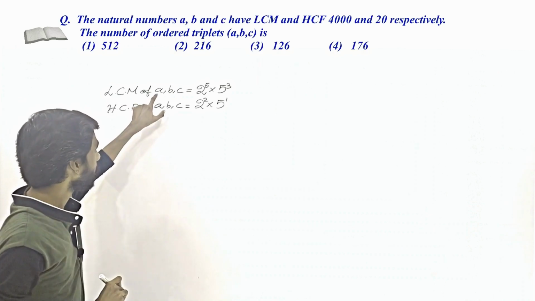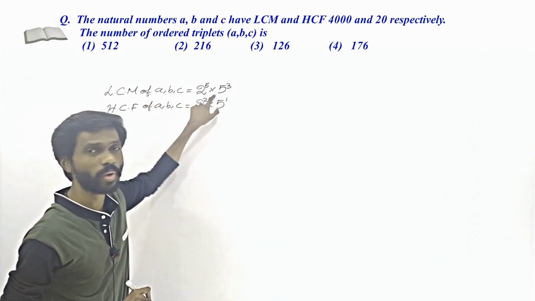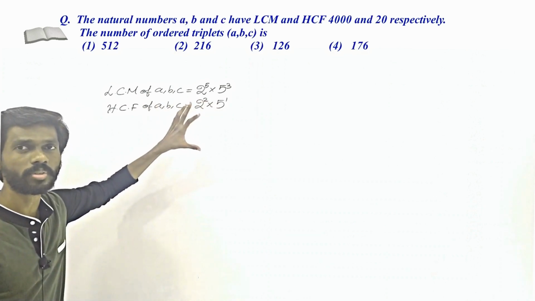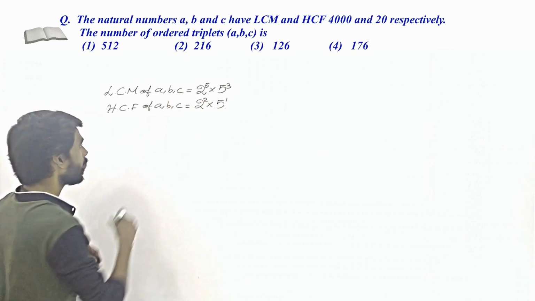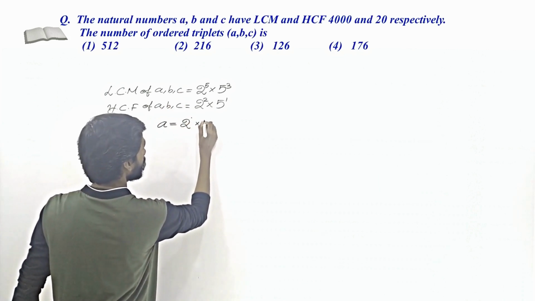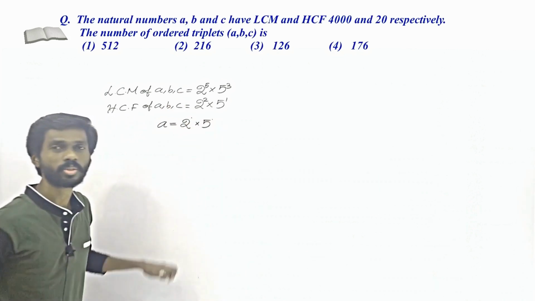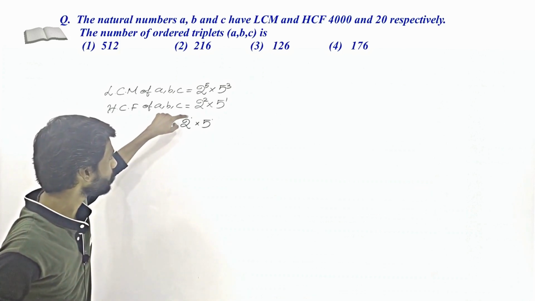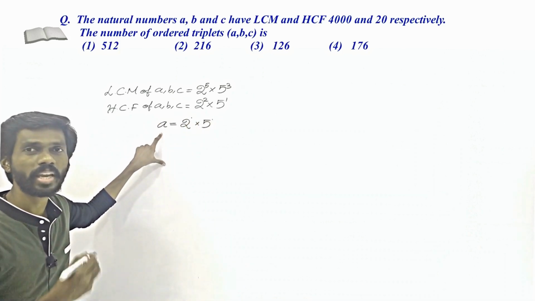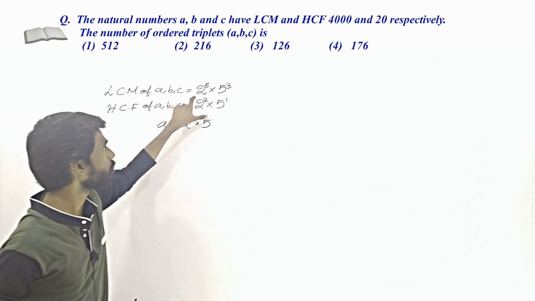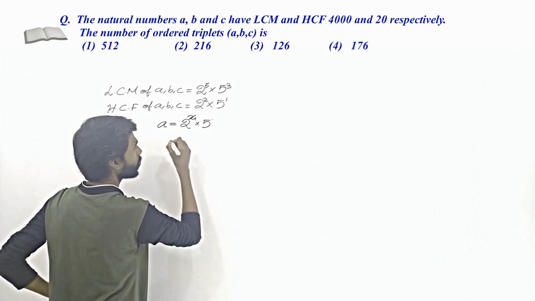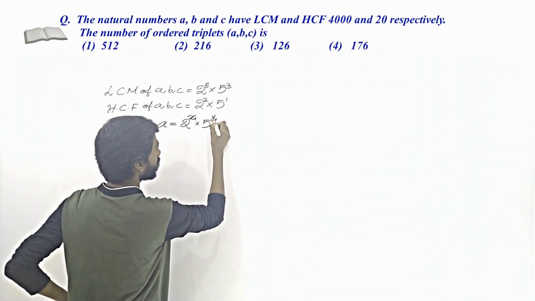Now the LCM of these numbers A, B, C is this value. So that means A is a factor of this number and B is also a factor of this number, and so is C. So A, being a factor of that number, will be of the form 2 to the power something multiplied by 5 to the power something, because this number cannot have any other prime factor apart from 2 and 5. So this must be 2 to the power something. I'll take that value x1. Similarly, 5 to the power some value, take it y1.